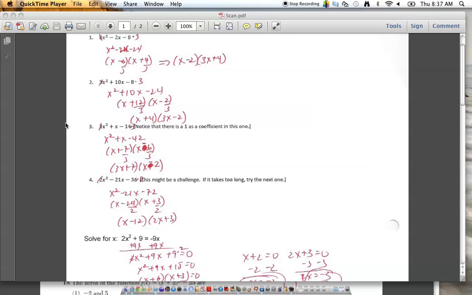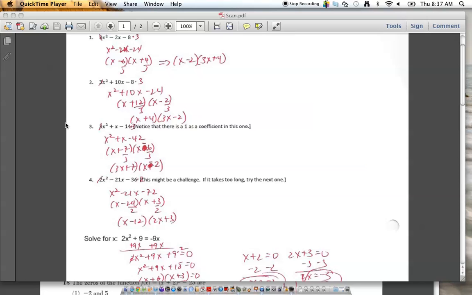Yes? For 4, can you do 2x minus 12, or does it have to be the last? No, you wouldn't be 2x minus 12 because when this reduces, there's no longer a 2 to bring up there. See, the 24 with 2 is 12. You're done. You've reduced it. There's no longer a 2. All right. Any other questions?